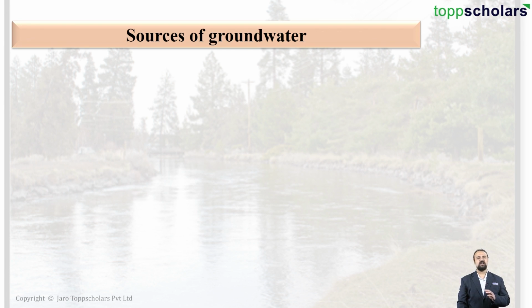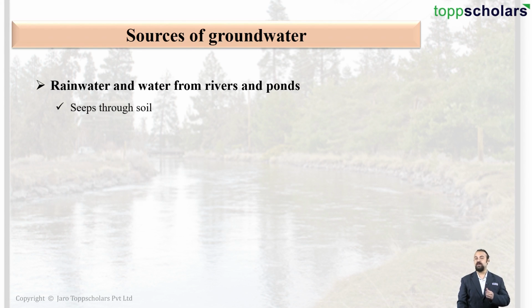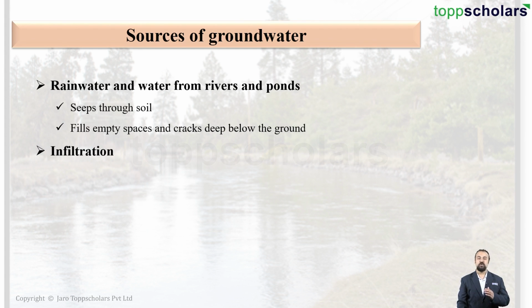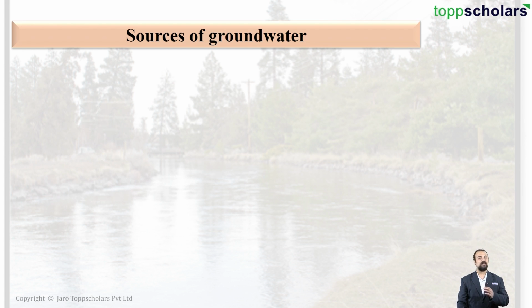Moving on, now let us take a look at the sources of groundwater. The rainwater and water from the rivers and ponds are the sources which replenish the amount of groundwater. This occurs due to seepage. The water from rain, rivers and ponds seeps through the soil. It fills the empty spaces and cracks deep below the ground. This process is known as infiltration, wherein the water seeps into the ground and replenishes the level of groundwater. Students, as mentioned, it recharges and increases the amount of groundwater.